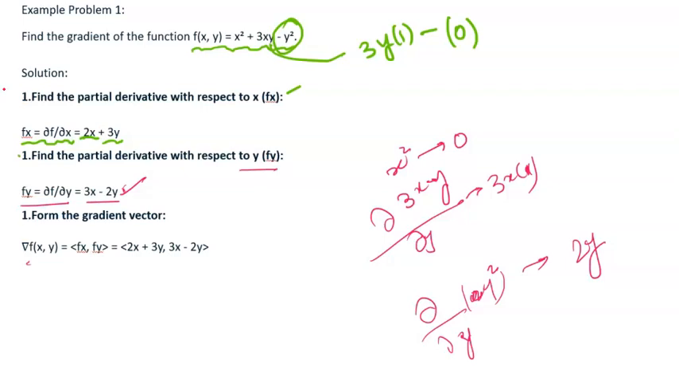Now, what is the gradient in vector form? Nabla f of x, y is written in vector form as f of x, f of y. So this will be 2x plus 3y, 3x minus 2y. This is finally the gradient vector that we get.